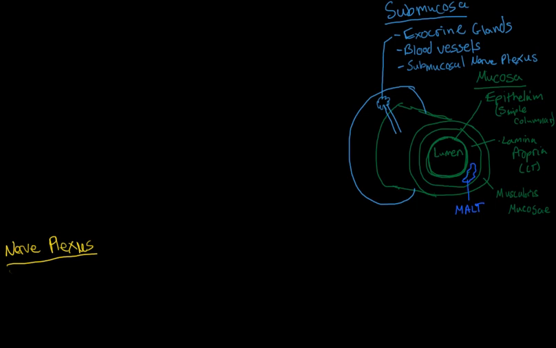Do this in blue. And this is going to be responsible for controlling blood flow and exocrine gland control. Submucosal nerve plexus. So we've got blood flow and exocrine gland control. Alright.